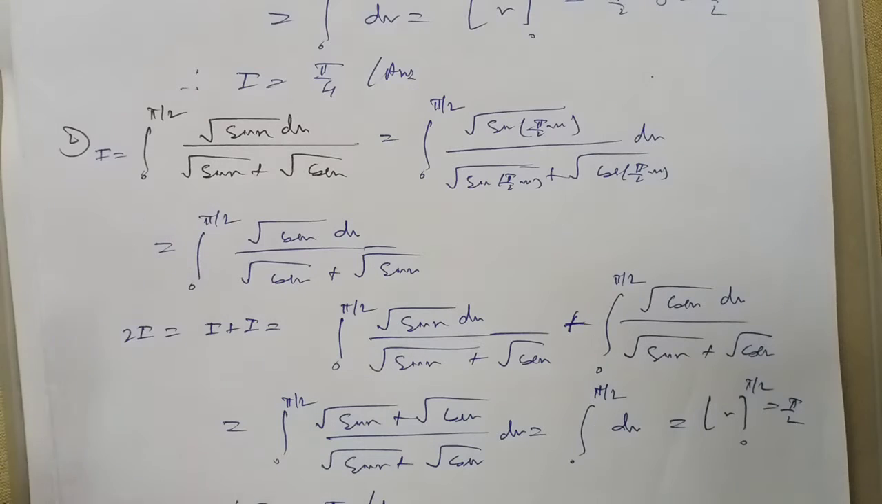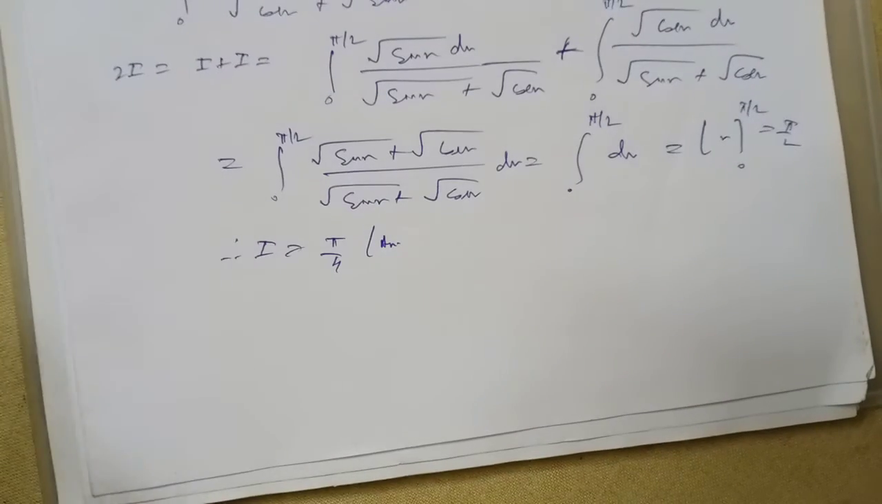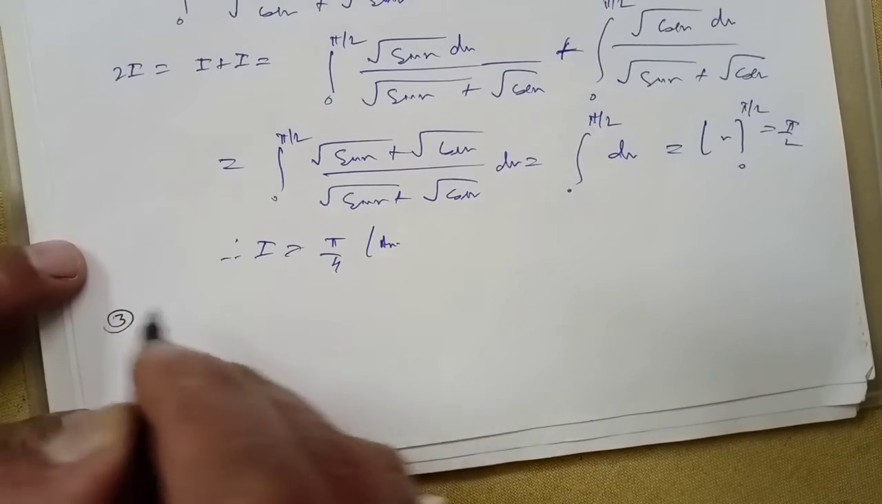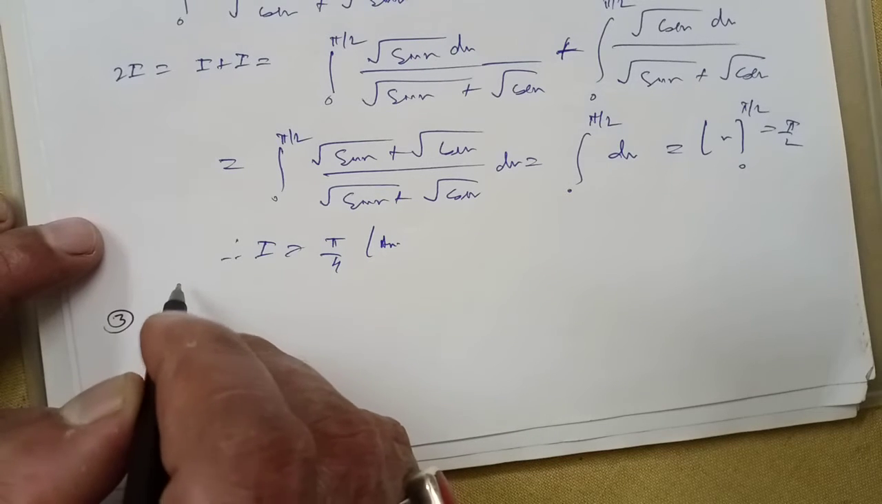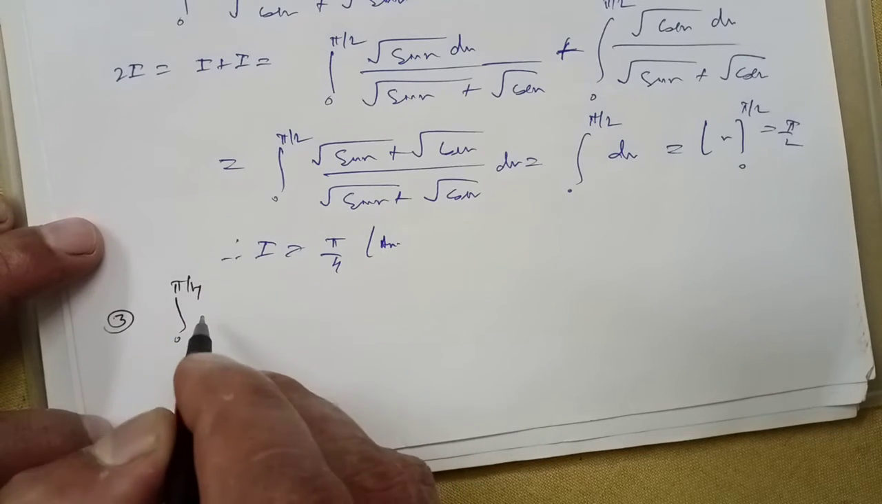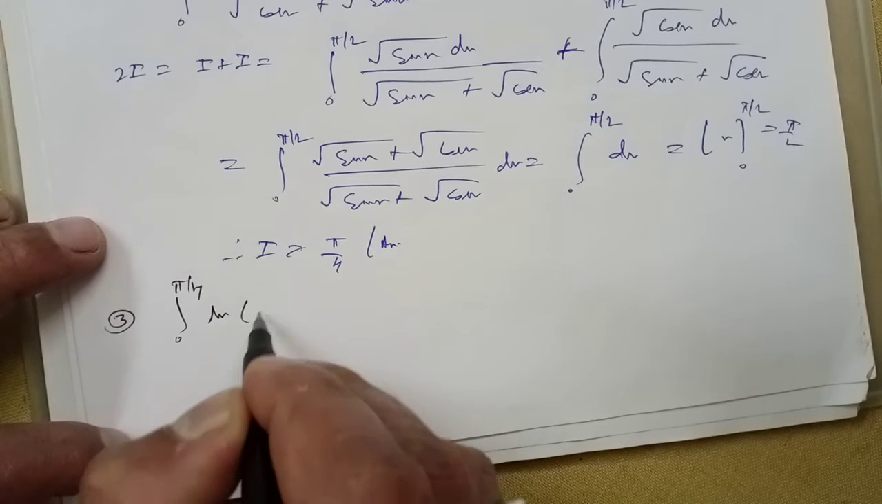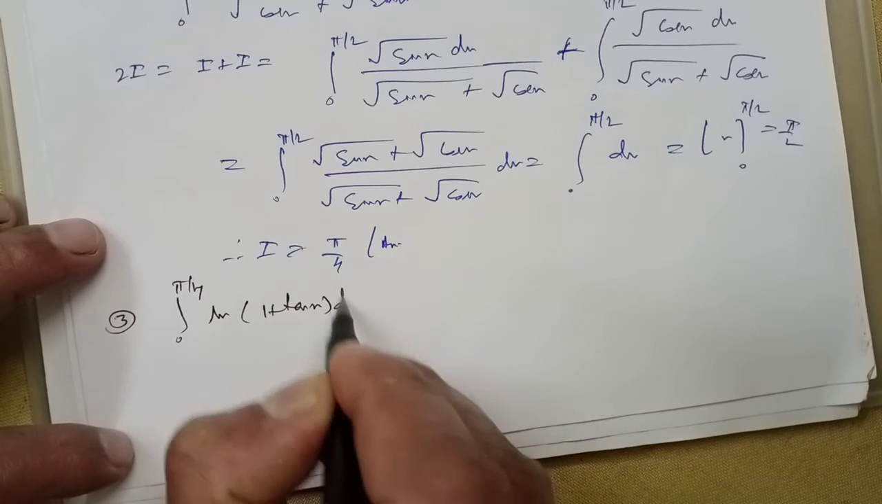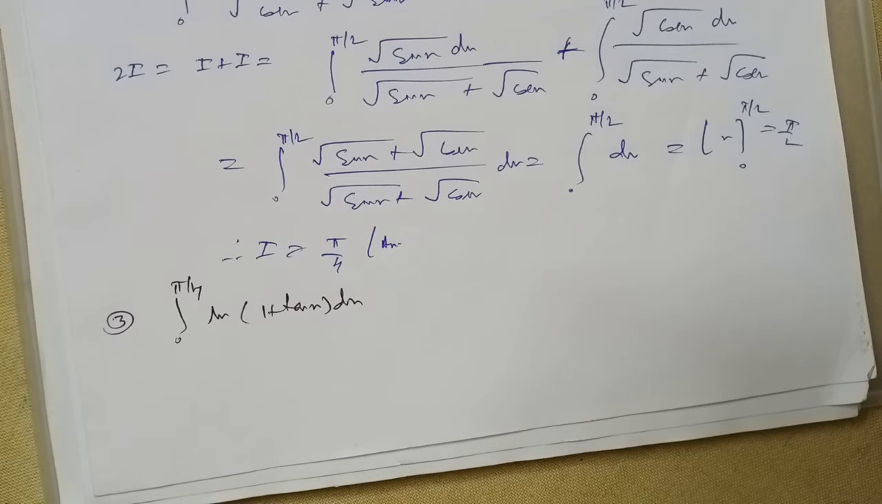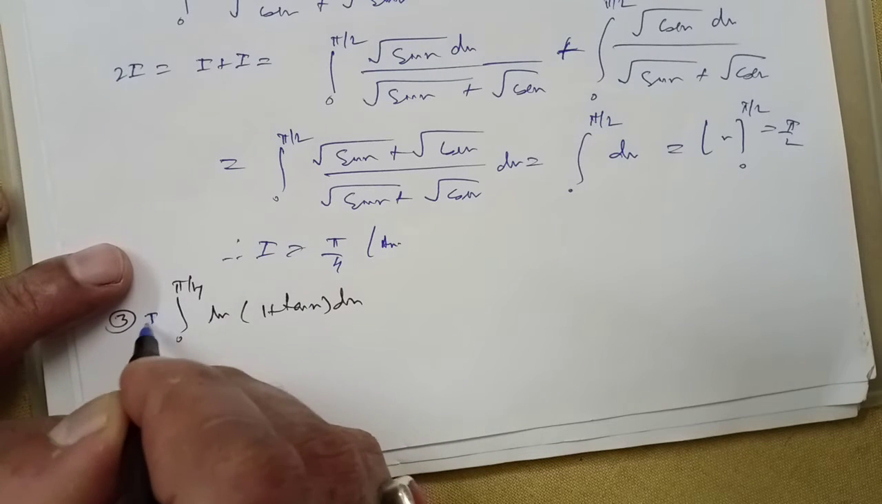Let us do the next one, which is important, frequently asked in different exams. The problem number 3: integration 0 to pi by 4 ln of 1 plus tan x dx. You have to solve this one. So start with I equals to this.